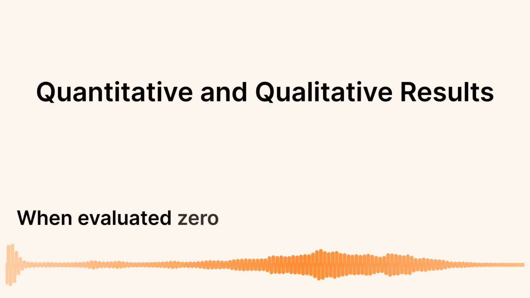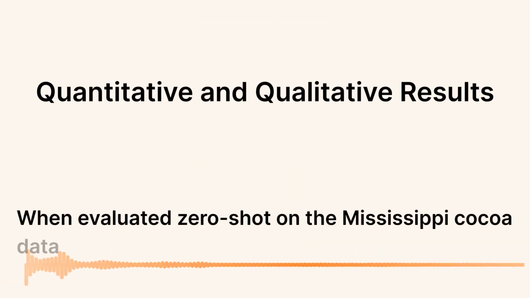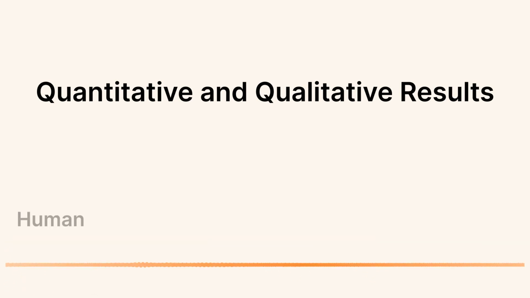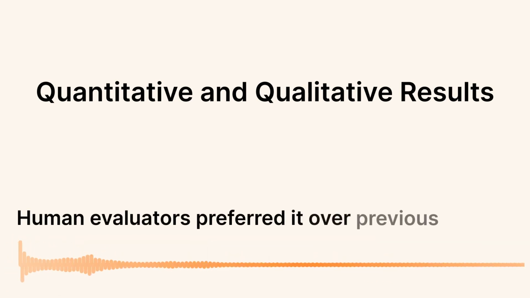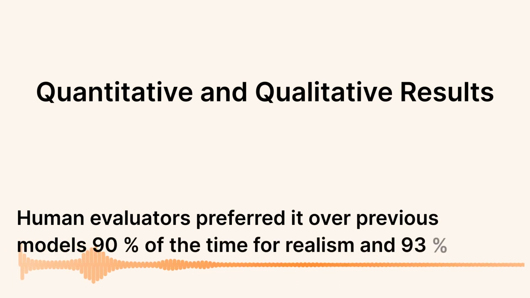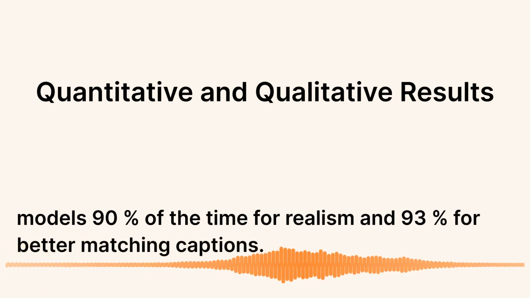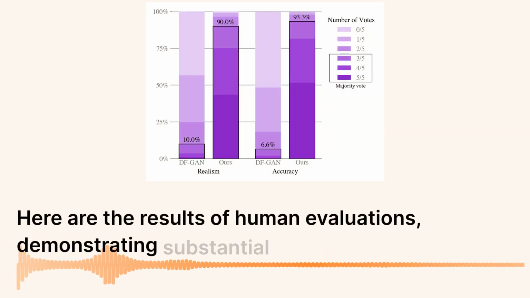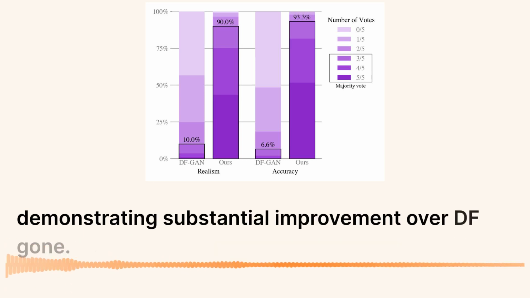When evaluated zero-shot on the MS-COCO dataset, the model performed exceptionally well. Human evaluators preferred it over previous models 90% of the time for realism and 93% for better matching captions. Here are the results of human evaluations, demonstrating substantial improvement over DF-GAN.